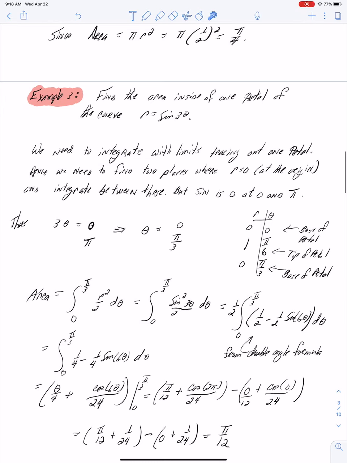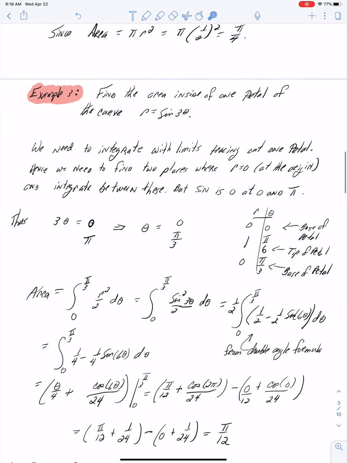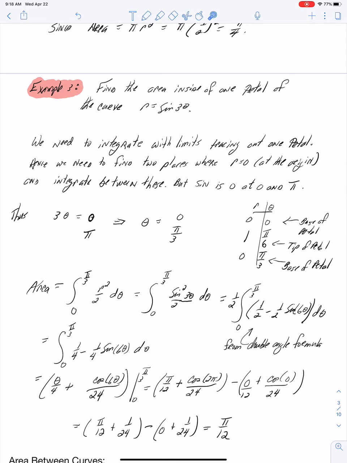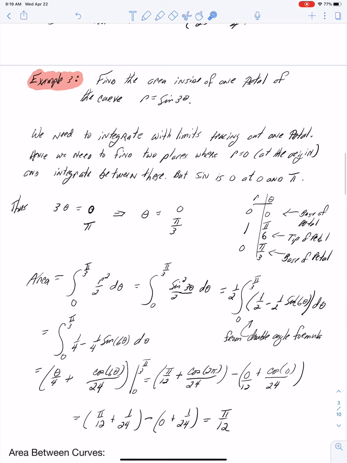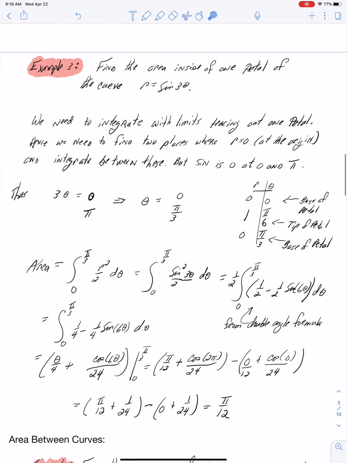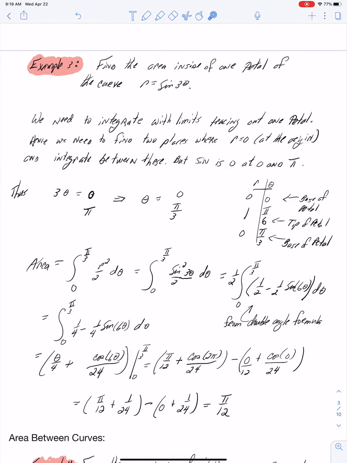All right, r is equal to cosine 3 theta. Okay, so 3 is odd, therefore I expect what? 3 petals. Remember, for petal curves, if n is even, I expect 2n petals. If n is odd, I just expect n petals. So if I want to find the area inside of one of these petals, then I need to integrate with limits that trace out just one petal.